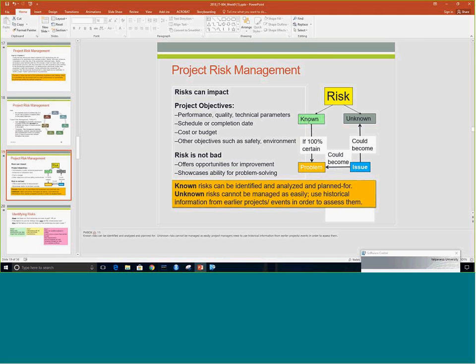So risk can be known. We already know that something bad is coming down the pipe, or it can be unknown.